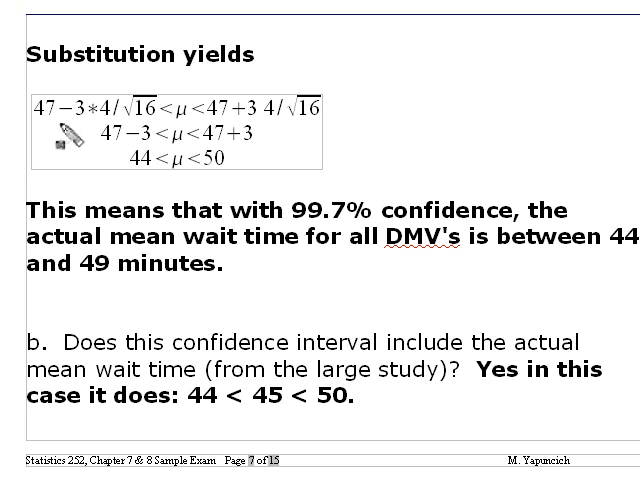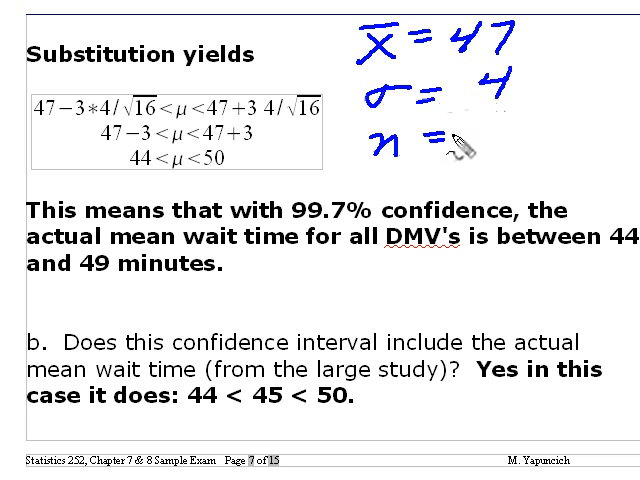So here's a calculation. Let me write down what it was before. The sample mean was 47, the population standard deviation was 4, and the sample size was 16. Substitution yields that first line there, you work out the arithmetic, and you find that the interval is 44 to 50. So with 99.7% confidence, the true average wait time at the DMV lies between 44 and 50.